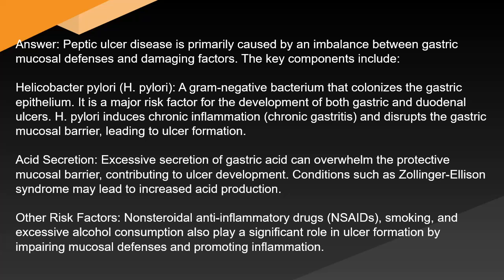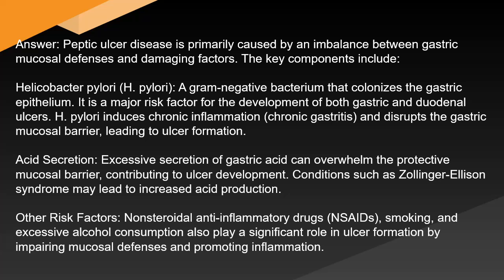The key components include Helicobacter pylori, H. pylori, a gram-negative bacterium that colonizes the gastric epithelium. It is a major risk factor for the development of both gastric and duodenal ulcers. H. pylori induces chronic inflammation, chronic gastritis, and disrupts the gastric mucosal barrier, leading to ulcer formation.